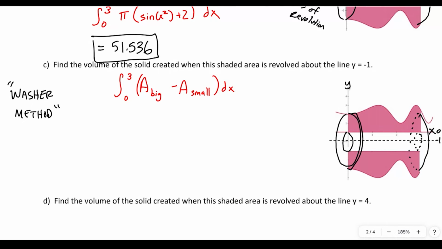So we've got the concept down, but we really have to make sure that we're coming up with these areas correctly. The big challenge here is making sure that your radius is correct, so I'm going to go slow. The integral from 0 to 3. The area of the big circle: the big circle has a radius that goes from here to here, so I'll call that capital R for big radius. And the little radius goes from here to here. I'll call that little r. So this is going to be pi times big R squared minus pi times little r squared.